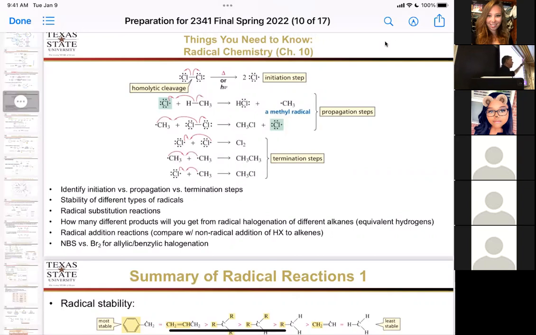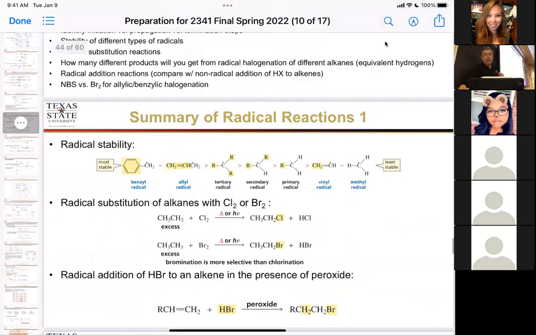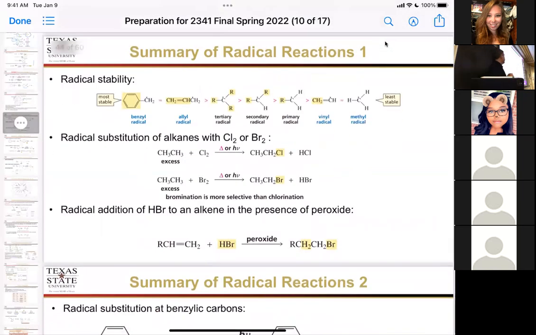Initiation, where you have 0 radicals, and now you have radicals. Propagation, where you have radicals and you still have radicals. And termination, where you have radicals and you don't have radicals. So look at it that way. And remember that they have different reactivities and such. The benzylic and allylics are more reactive right there.